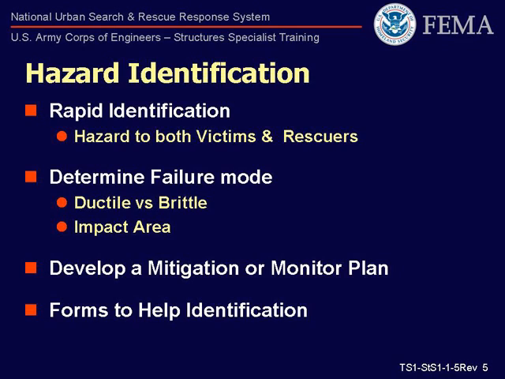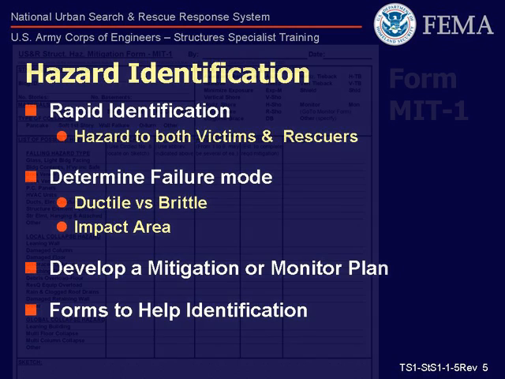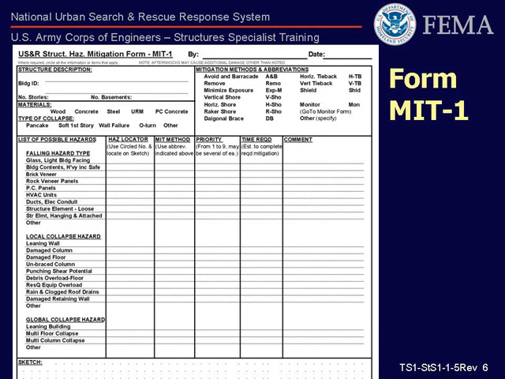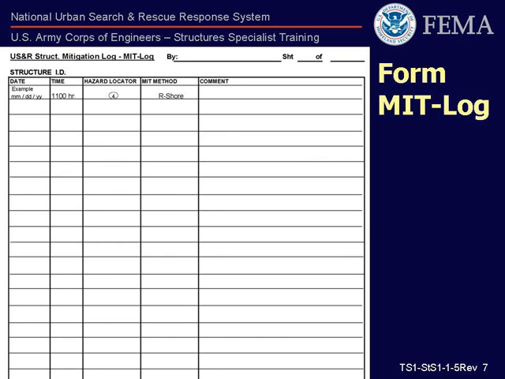The structure specialist has forms in his toolkit that help identify several potential hazards on a rescue site. These forms are not intended to be all-inclusive, and engineering judgment must be utilized. Form MIT-1 lists several common hazards that may be present on an incident site and are intended to get the structure specialist thinking of the possible mitigation methods. Form MIT-Log is a running log of methods utilized for mitigation. Each of these forms become part of the incident command structure system and will be turned in to the ICS each shift.